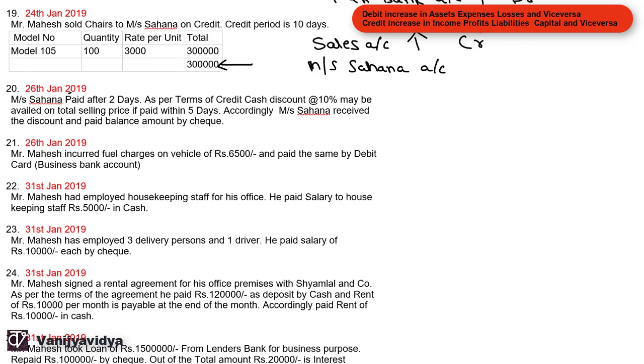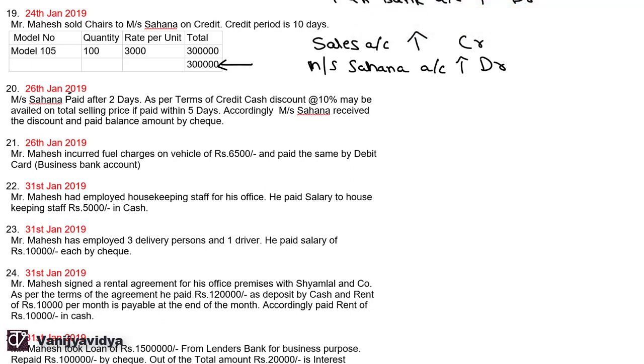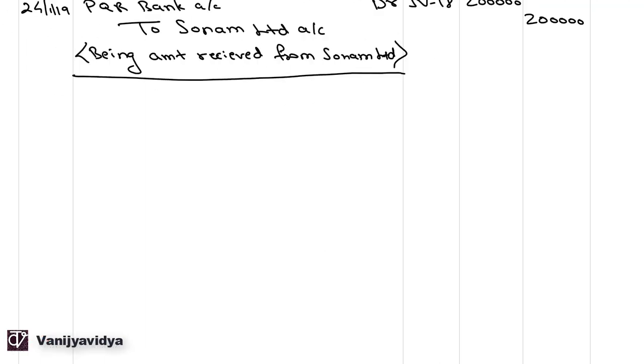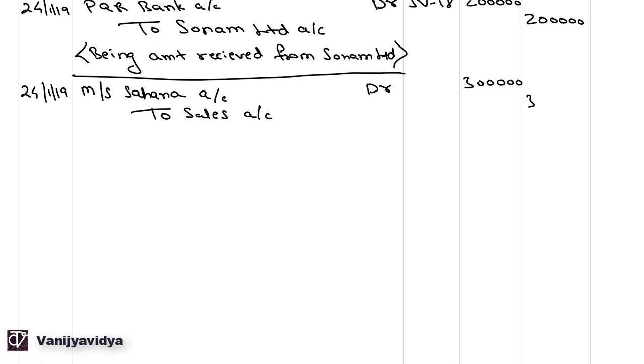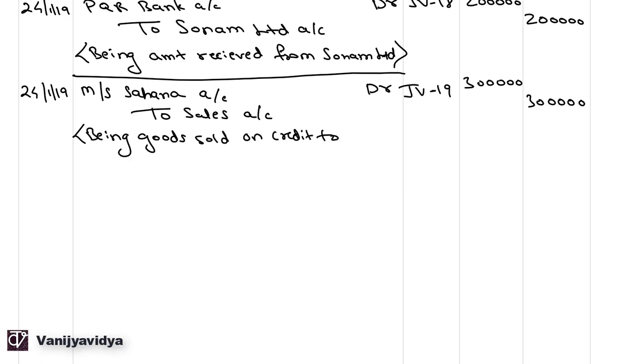Now since it's an asset and there is an increase in the balance of Messrs. Sahana, we have to debit. So the journal entry would be Messrs. Sahana account debit to sales account 3 lakhs. Let's pass this entry. 24 Jan 2019. Messrs. Sahana account debit 3 lakhs to sales account 3 lakhs. Voucher number is JV19. Narration: being goods sold on credit to Messrs. Sahana. Now let's move on to the next entry.